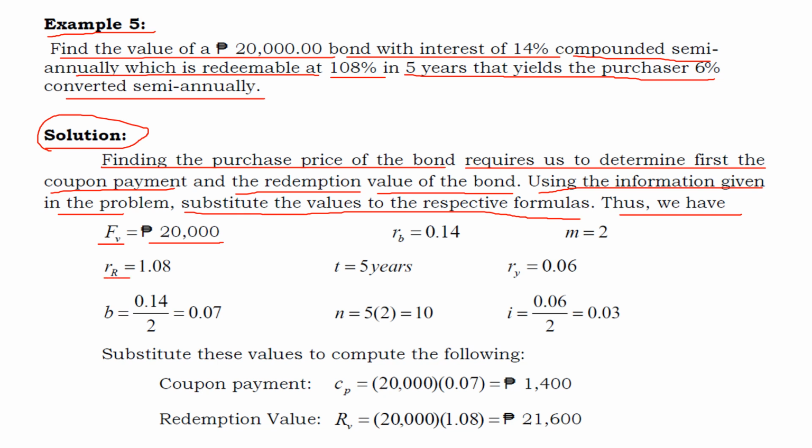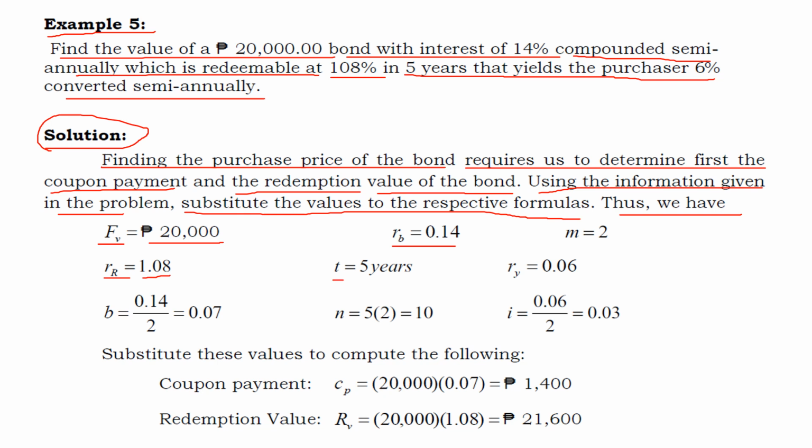Your RR, or the rate, is 1.08. We convert this 108 to decimal. If we divide 108 by 100, that will be 1.08. Then RB is 0.14. That is compounded semi-annually.